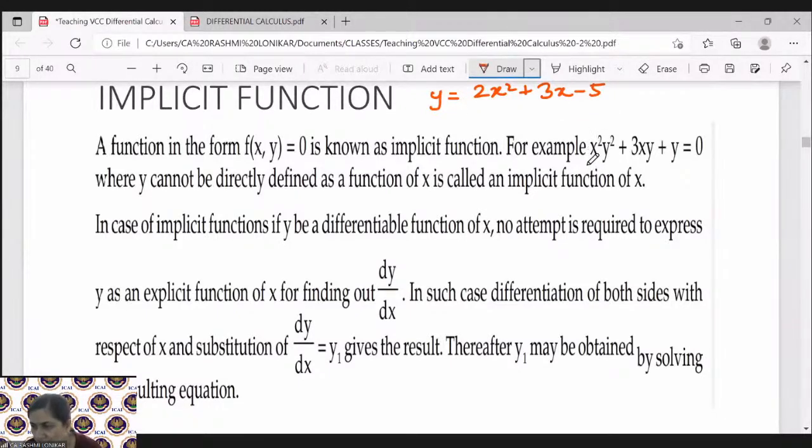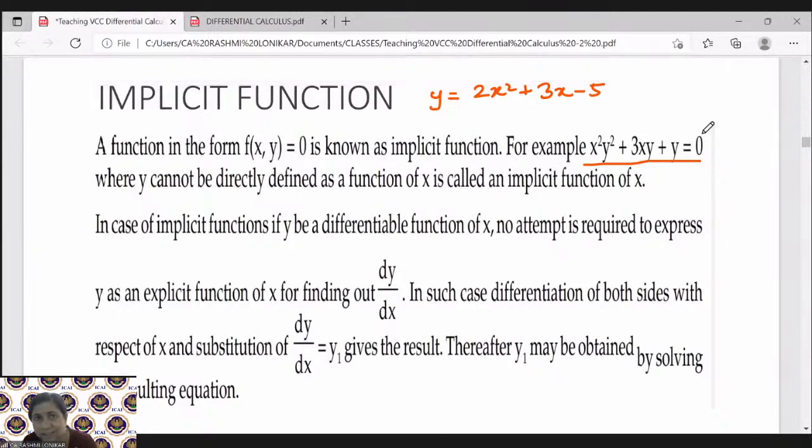Now suppose I have questions like this. Okay, x square y square plus 3xy plus y is equal to 0, where you cannot directly find y in terms of x. So those are called implicit functions. Okay, you cannot directly define y in terms of x. Whenever you have this type of equations, you say that the equations are implicit functions.